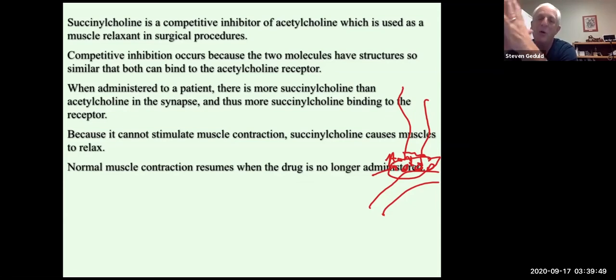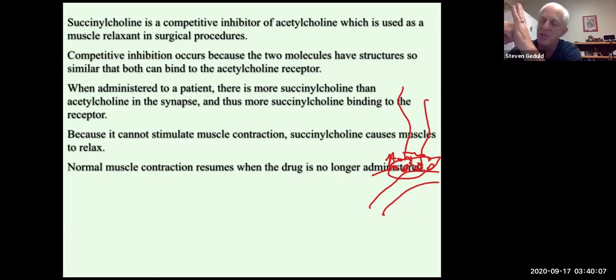There are a lot of horror movies based on that fact. Okay, so when you use it in an operating room, you have to use it with an analgesic, something that causes the pain to stop also. You can't just give them succinylcholine. Succinylcholine paralyzes them, but they can feel everything that goes on.